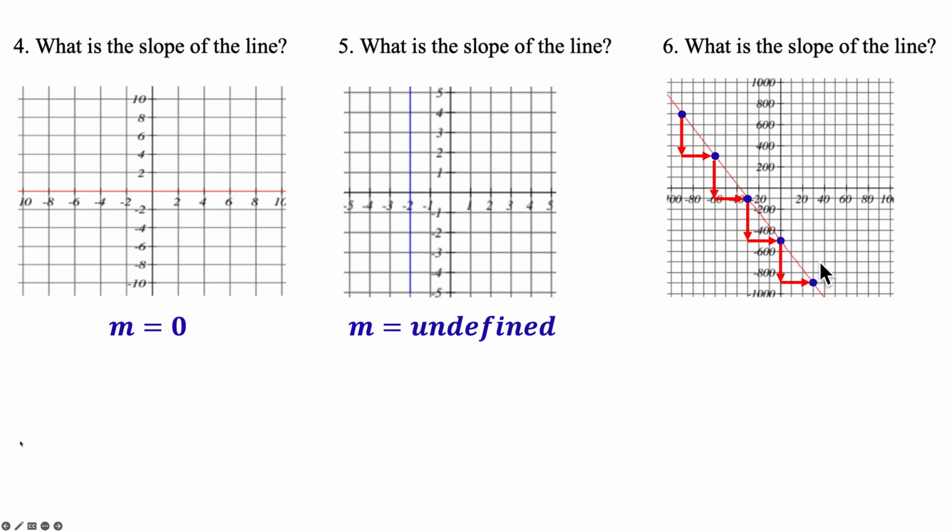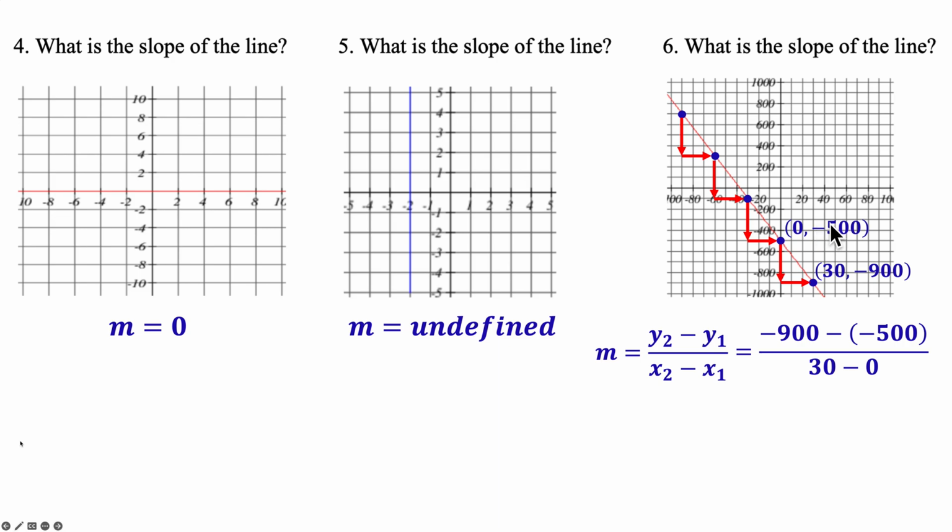So you basically have to find 2 points, say the y-intercept at (0, -500), and this point at (30, -900), and now we put it into the slope formula. -900 minus -500, over 30 minus 0. We get -400/30. We can divide out a 10 to get -40/3.